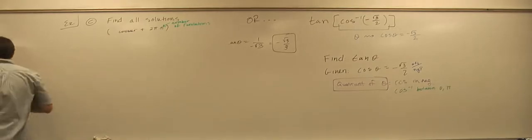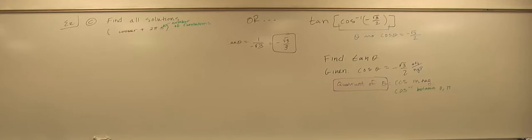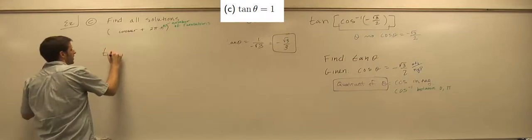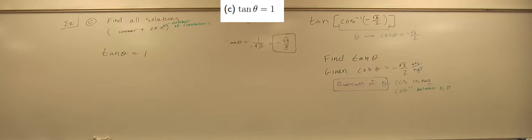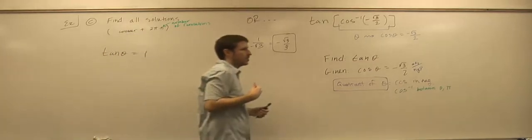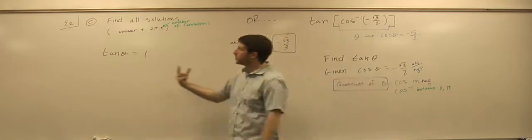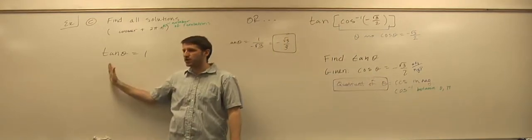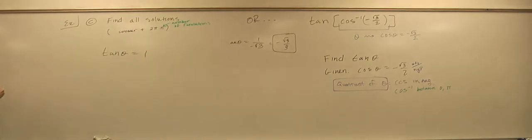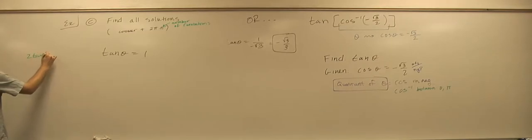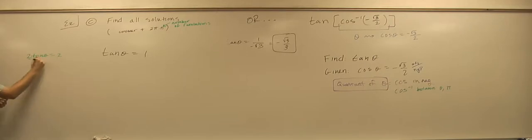So on part C, just scroll down, I want you to solve the equation tan theta equals 1. So I want you to find all the thetas, all the angles that make tangent equal 1. Now, because the trig function is already isolated, you don't have any algebra to do. You don't have to move anything around. Like, for example, if it were 2 tan theta equals 2, what would you have to do first? Divide both sides by 2, right? So that would isolate your trig function.